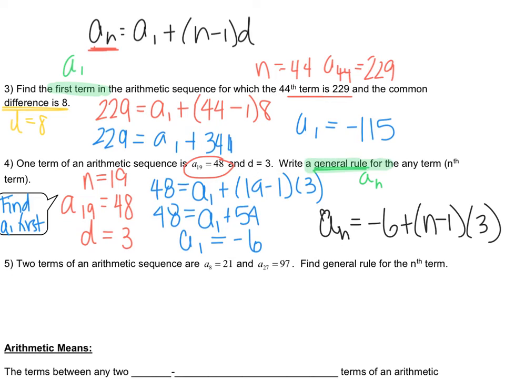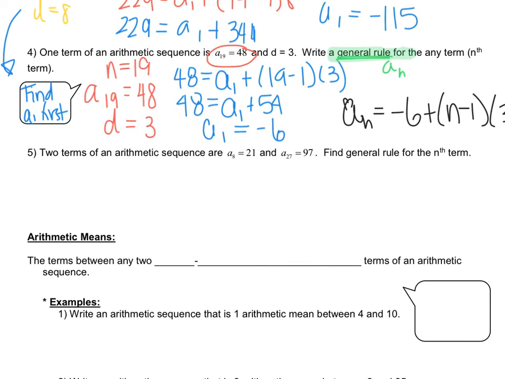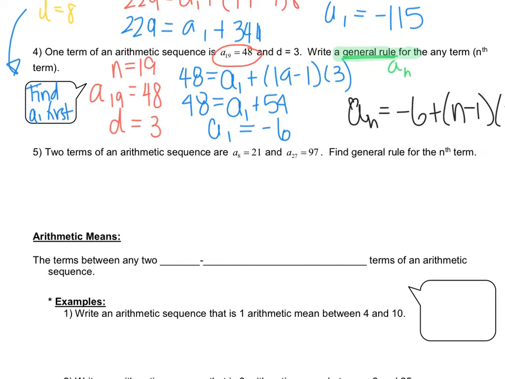All right. In number 5, notice that we are once again finding a general rule. So we're going to do this last step again. So when working with arithmetic sequences, you can treat this almost like d is the slope when you're given two separate terms. So we were given the 8th term here. We were given the 27th term.